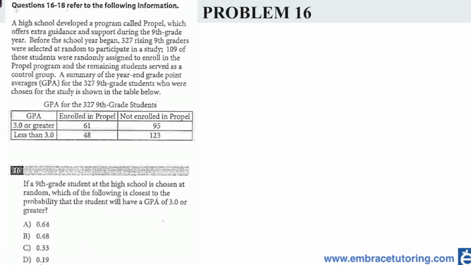Problem number 16 is referring to a large narrative as well as a table, so I'm going to skim down to my question on purpose to save some time. If a 9th grade student at the high school is chosen at random, which of the following is closest to the probability that the student will have a GPA of 3.0 or greater?